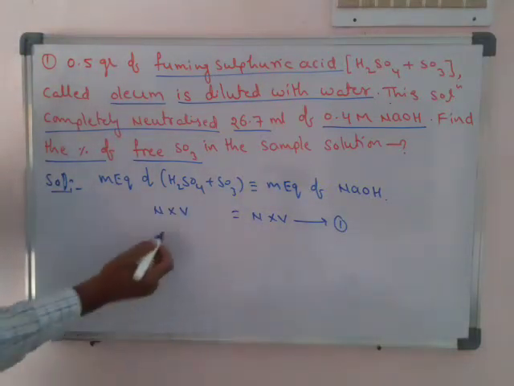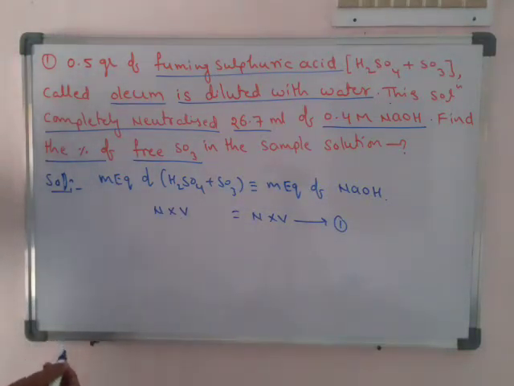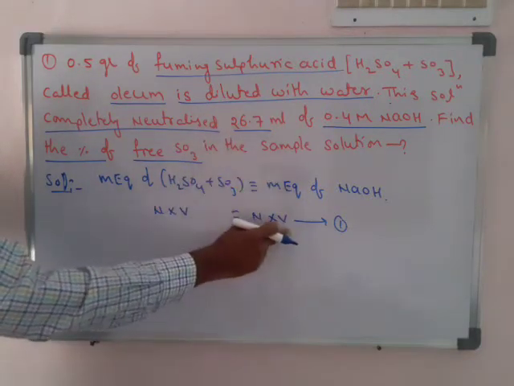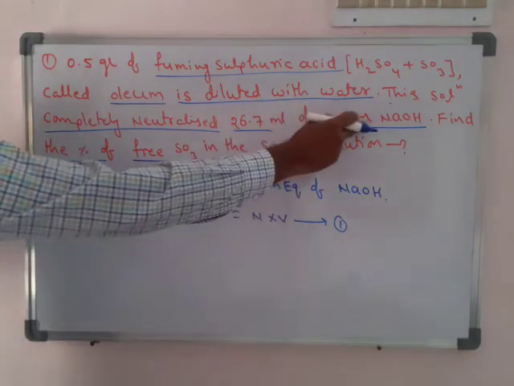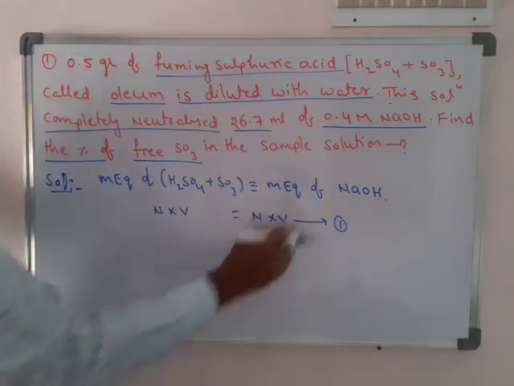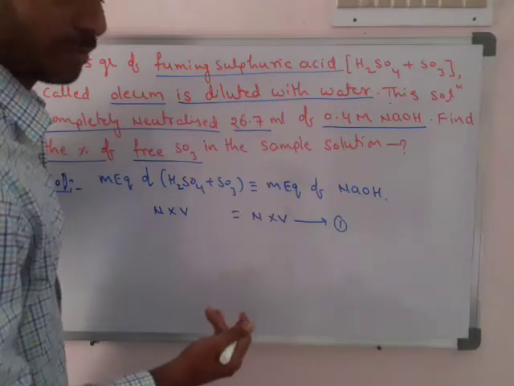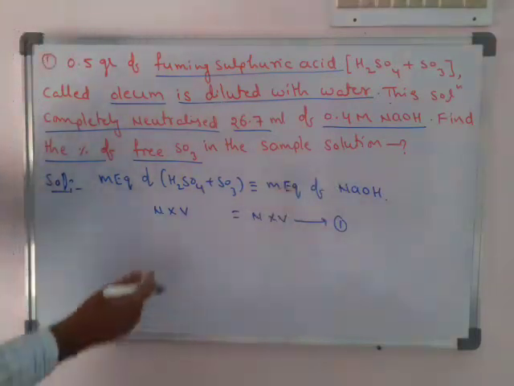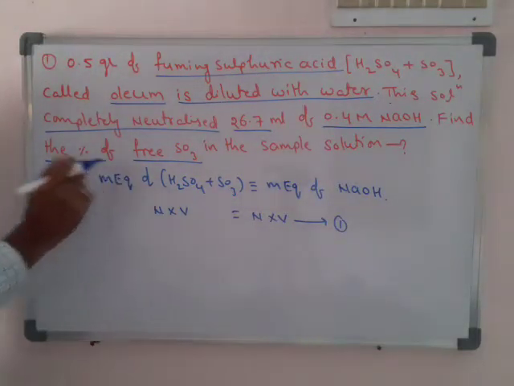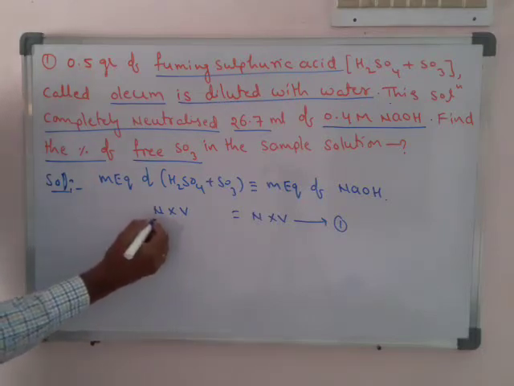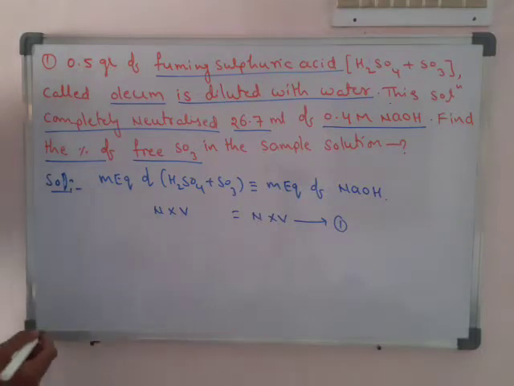Actually there is no volume given for the oleum, but for NaOH all details are given. 26.7 volume is given, 0.4 M molarity is given. Molarity can be converted into normality with the n factor. First, for H2SO4 plus SO3 we calculate the equivalent weight. To find normality we have to write the weight by equivalent weight.